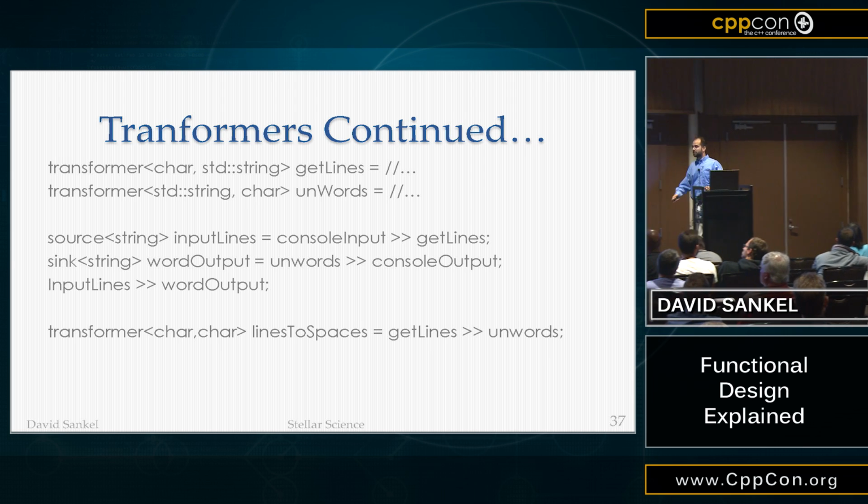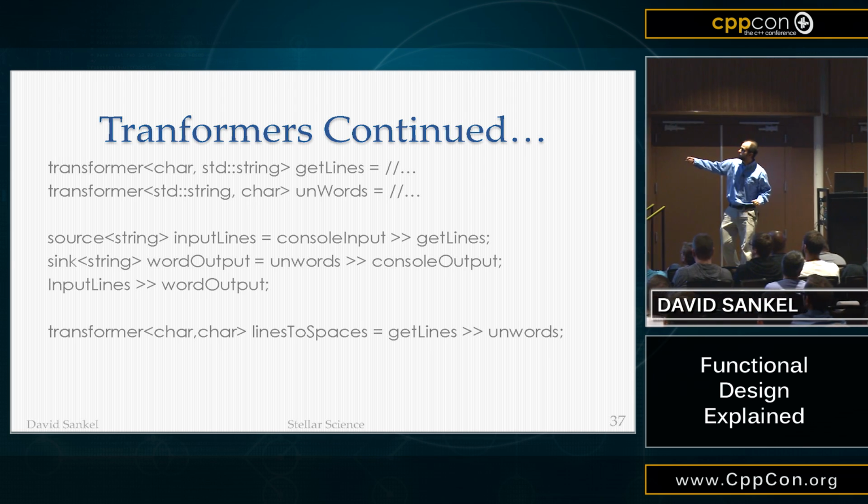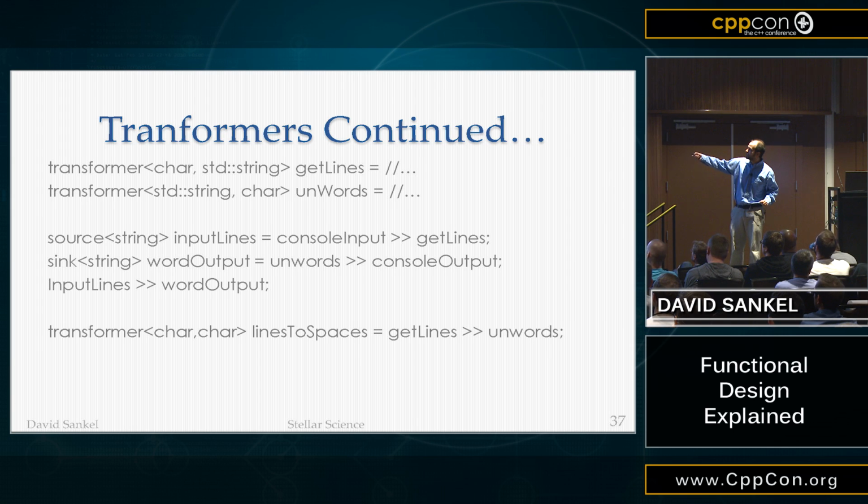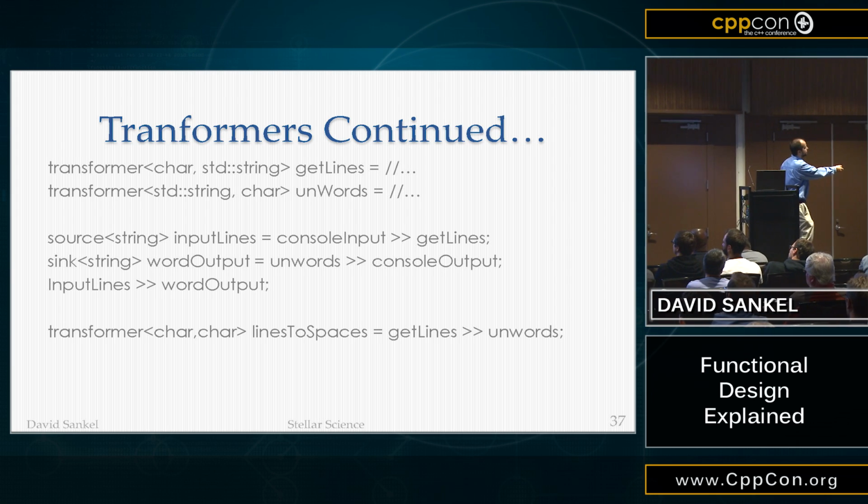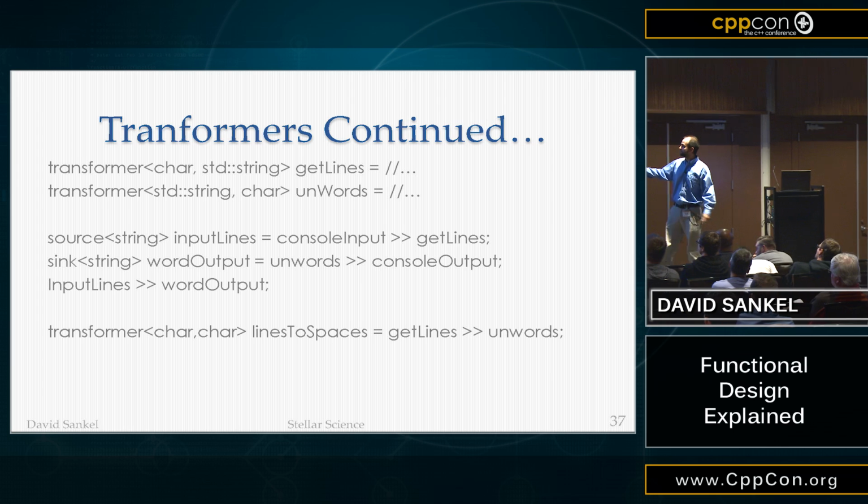And now we can use some of our neat little syntax. We can say, okay, input lines. We just take the console input and we apply this getLines transform to it, and boom, we got the lines. Or we can have this word output sync. Now we're taking a transform and applying it to a sync, and then we get a string sync. And then we can take input lines and put that to word output, and it does what it needs to do.